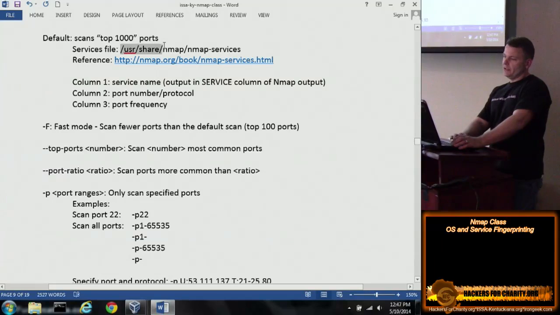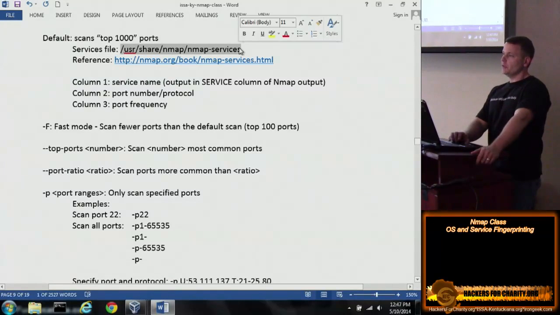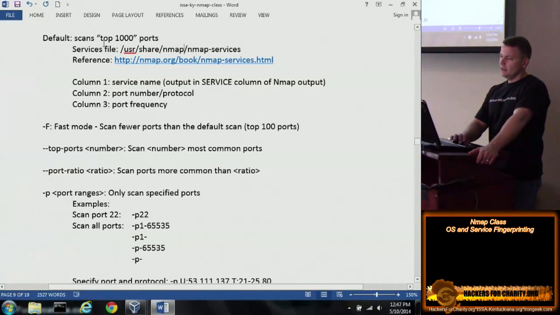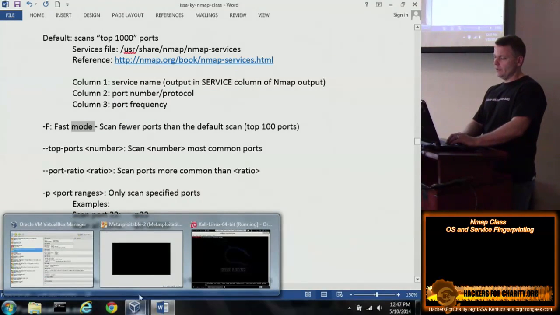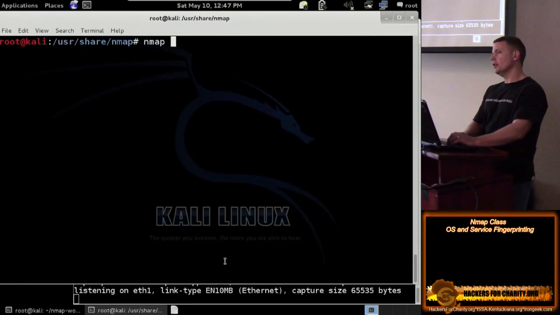Okay, so this is the default location of the services file if you want to look at the one on your machine there and pull up the top 1,000 ports. That was ordered by service name, the port number, and the port frequency. Adrian talked about fast mode earlier. If you run it in fast mode, you're going to get the top 100 out of that same file. So if we did the exploitable and compared the two together, let's do the regular mode.